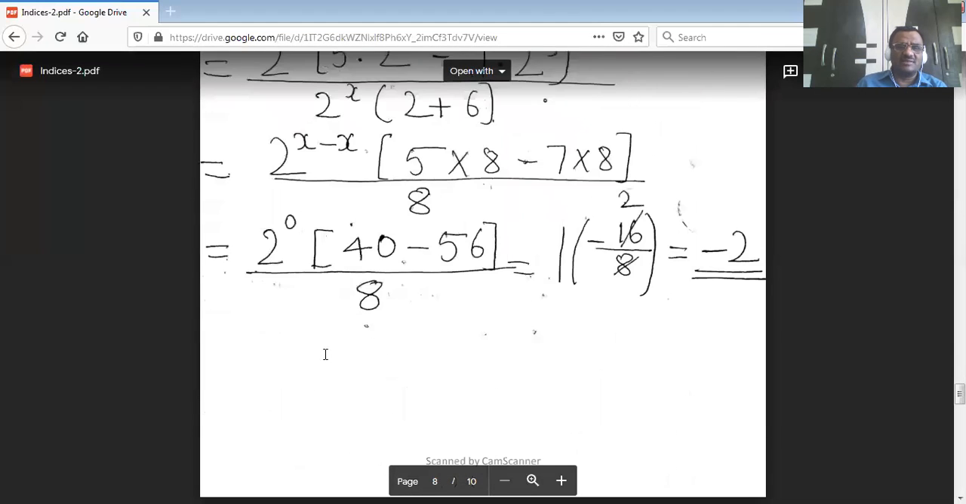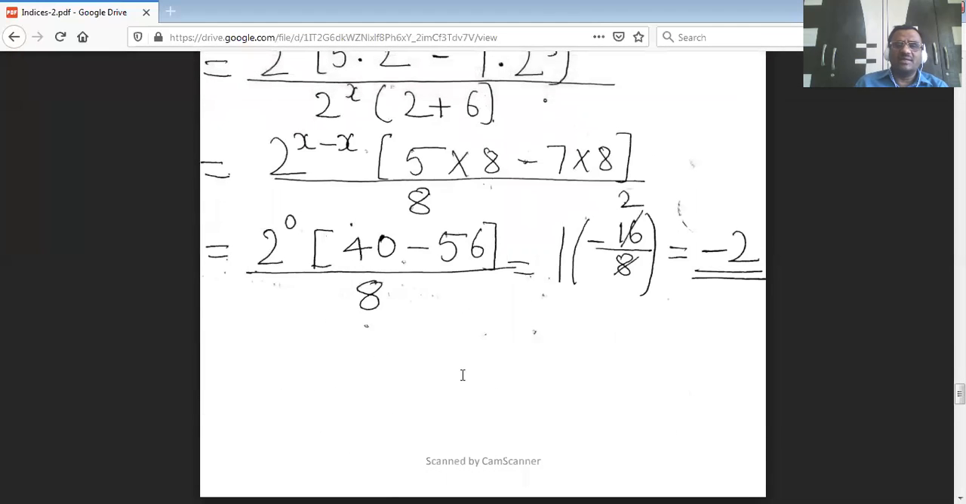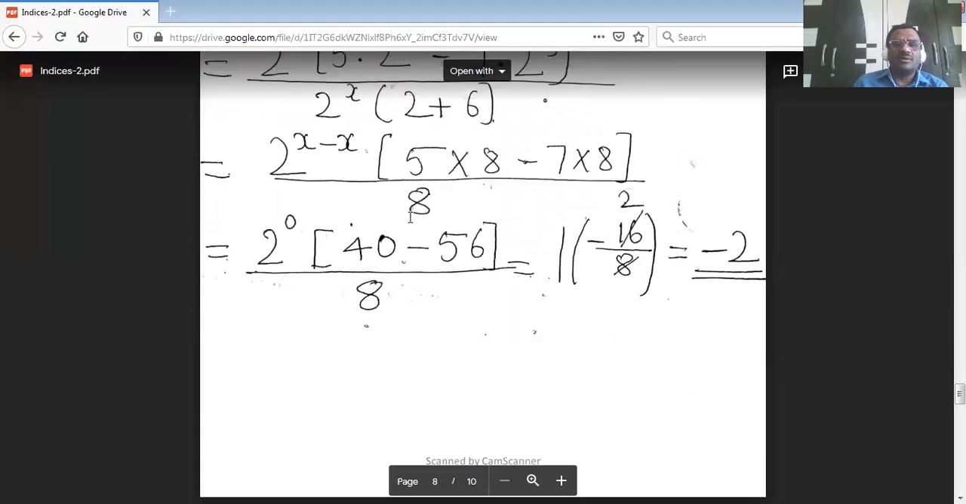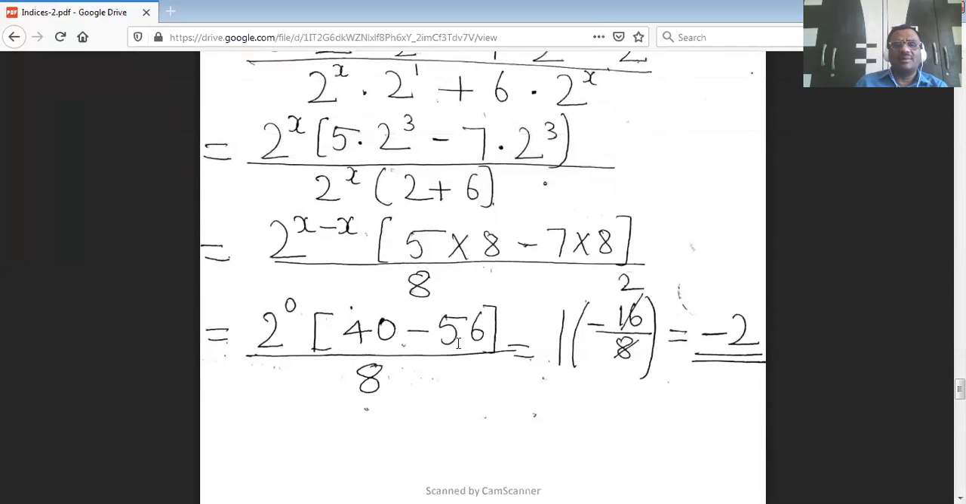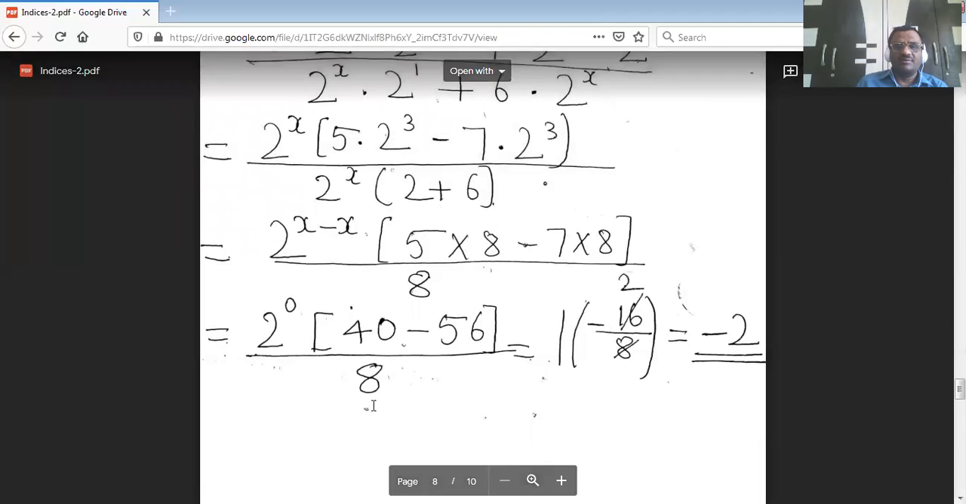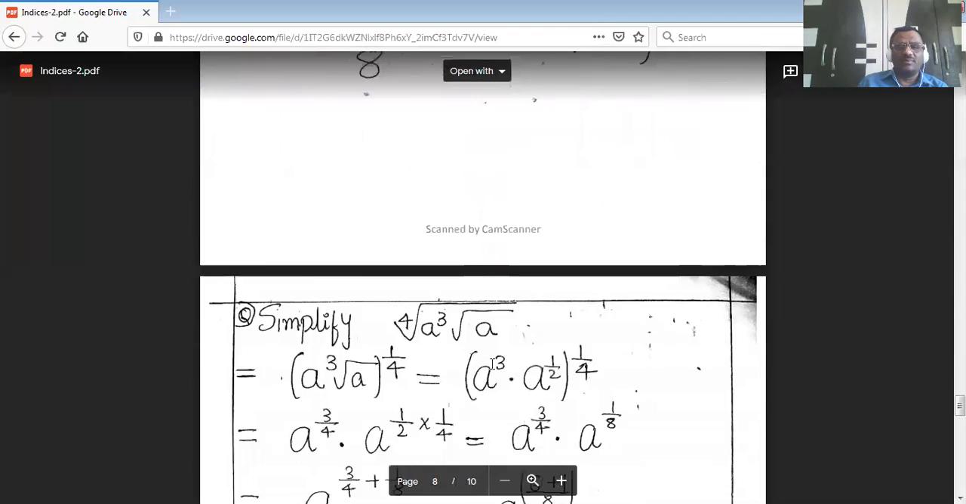Algebra is very easy, very simple. Only thing is you need to know how to relate it, how to understand it. Algebra is very simple. It all depends on your application part. Now 40 minus 56 is minus 16 divided by 8, that is minus 2. This is exactly the simplified form of this.